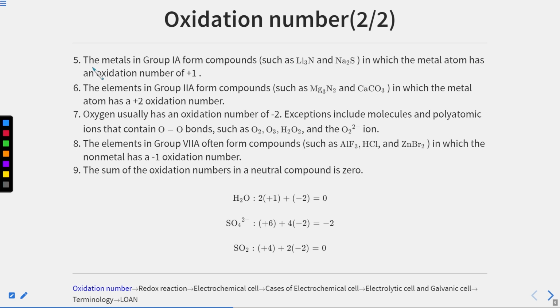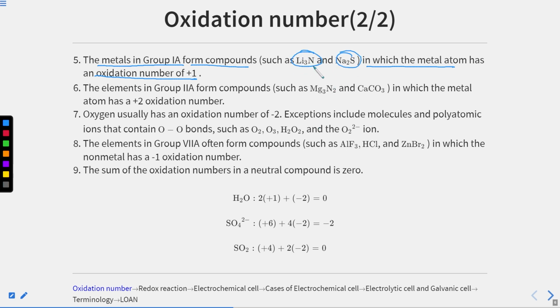The next rule says that the metals in group 1A form compounds in which the metal atom has an oxidation number of +1. So what is this 1A? Basically it is group 1 according to the new periodic table, in which we have alkali metals, which are lithium, sodium, cesium, and say potassium. So all these metals will have oxidation number of +1 if they are forming compounds with a non-metal.